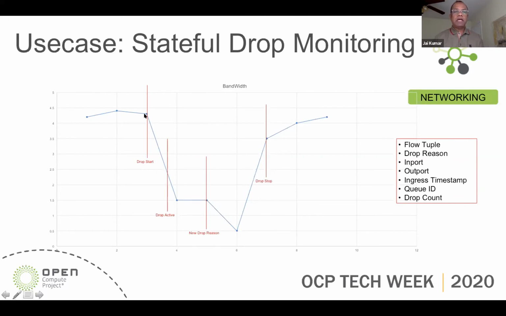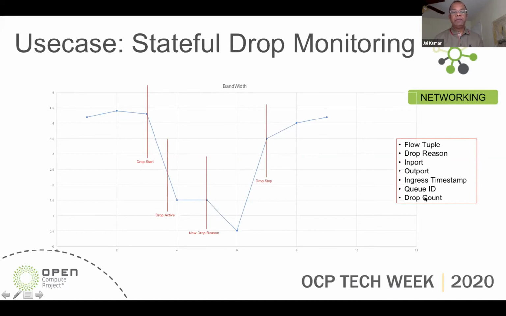Now, what can happen is that this flow, which has experienced the drop for the very first time, may continue to see drops, and the drop may be the same drop. If it is the same drop, then typically we do not want to generate the same event, right? But the counter will keep on incrementing.